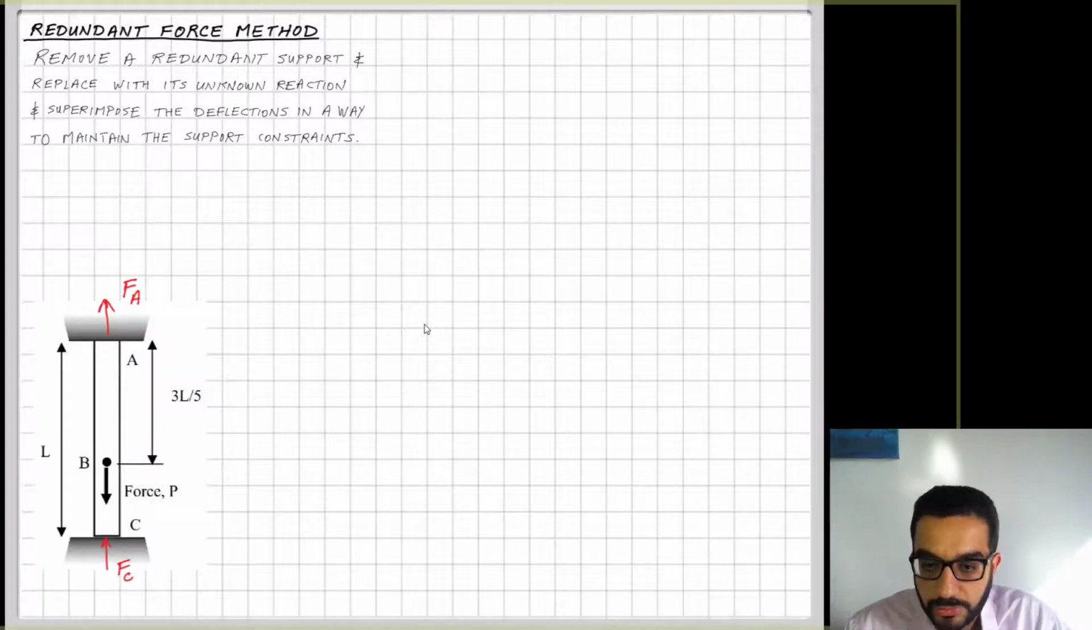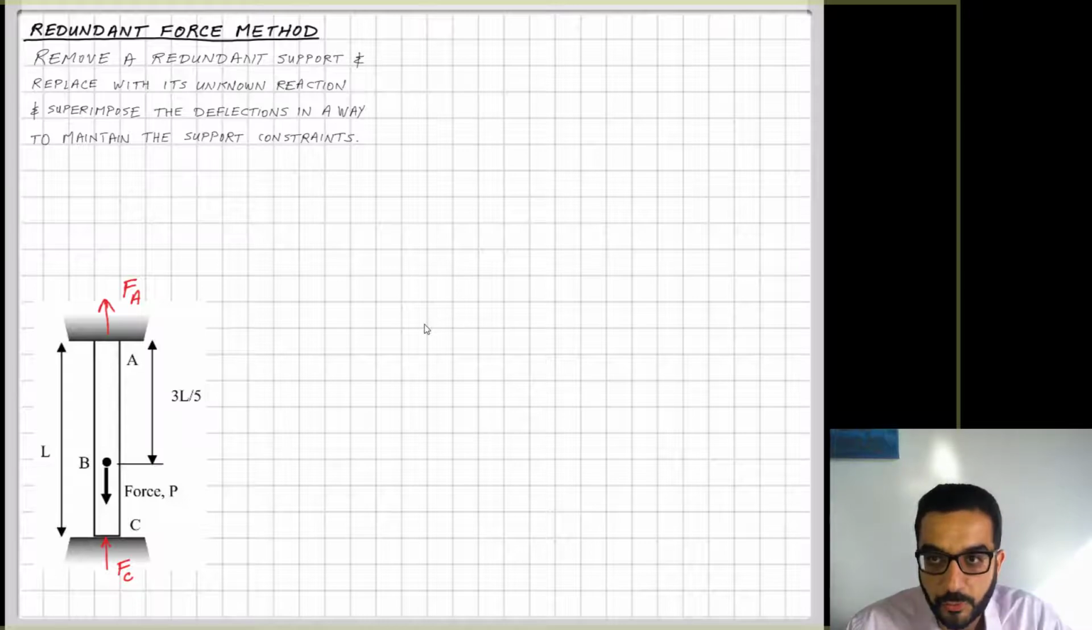Revisiting the example we've seen in the first parts of this lesson, we have fixed supports at A and C and a load at point B. We know that there are two reactions, FA and FC. We tried to do the statics and equilibrium of this member to solve for the two unknowns. We couldn't, because we only have one equation.